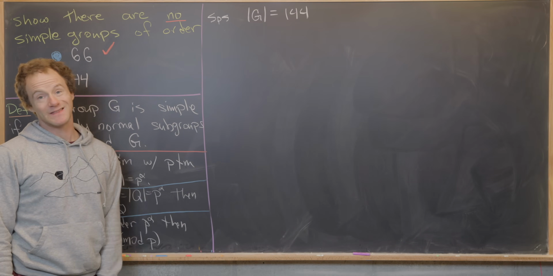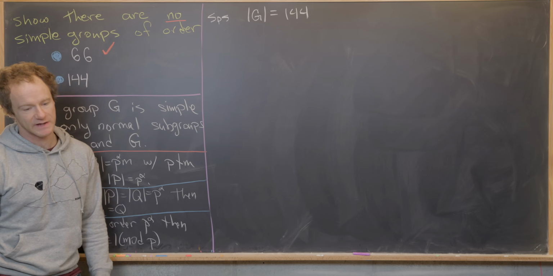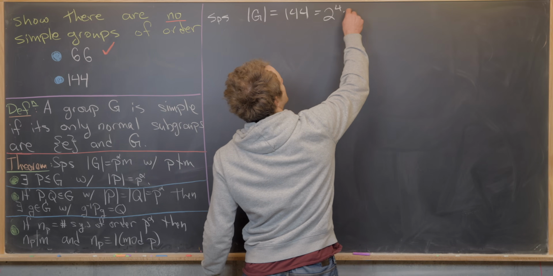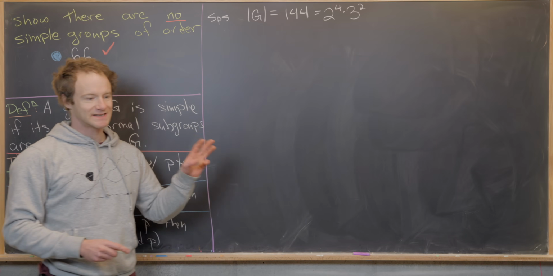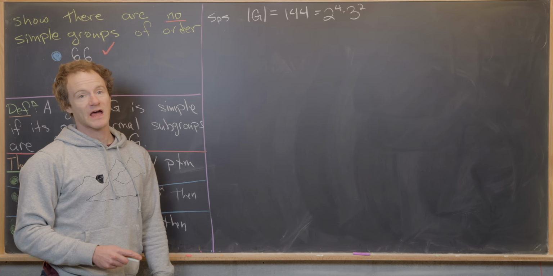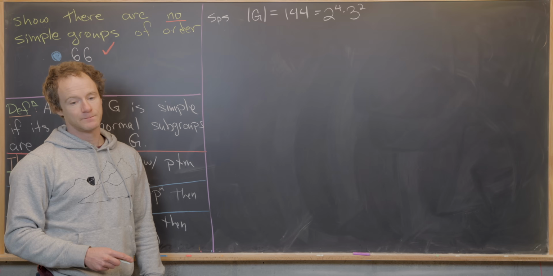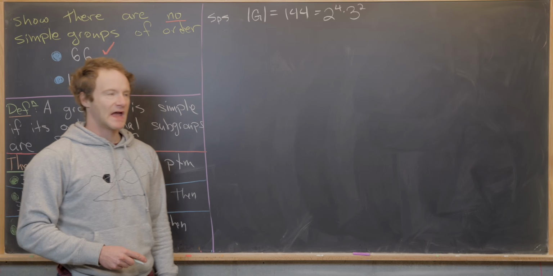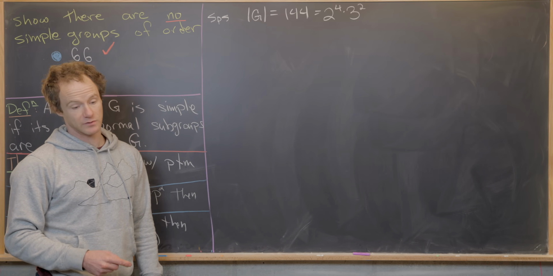Now we probably need the prime factorization here to see what type of Sylow subgroups we have. So this factors as 2 to the 4 times 3 squared. So that means we've got Sylow 2 subgroups that are order 16, and we have Sylow 3 subgroups that are order 9. And we have to decide which of those we want to play a game with. And it's actually more fruitful here to look at the Sylow 3 subgroups.